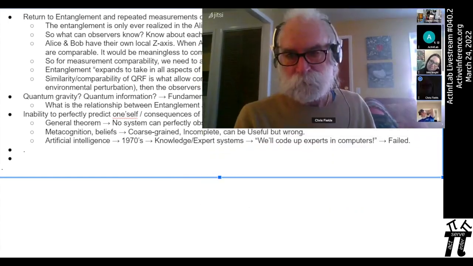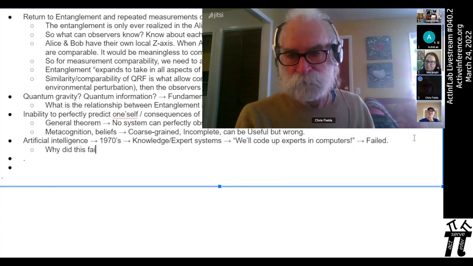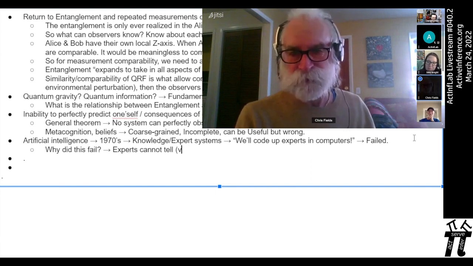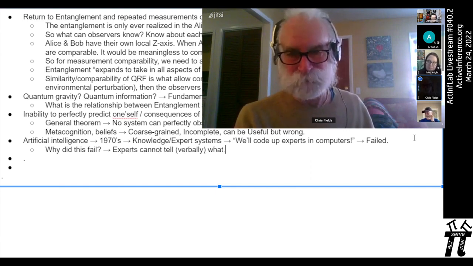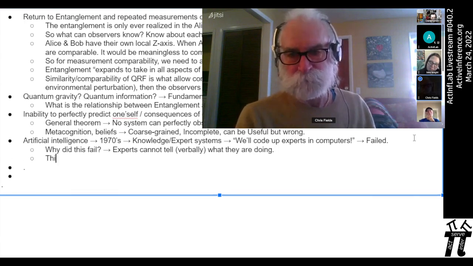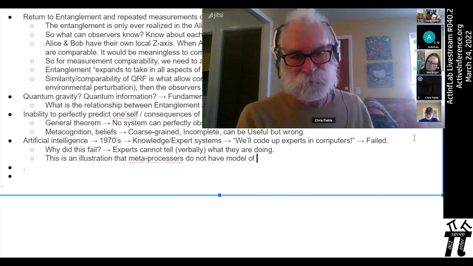Why? Well, the simple explanation is that experts can't tell you what they're doing. Expertise isn't verbalizable. It's not just expert piano playing. Expert systems engineering isn't verbalizable. Expert computer programming isn't verbalizable. And that's just an illustration of the fact that our metaprocessors don't actually have a complete model of the rest of us, much less a model of the rest of us plus the metaprocessor. So it all comes back to this general principle that a system can't represent itself, and so it can't predict its own behavior.